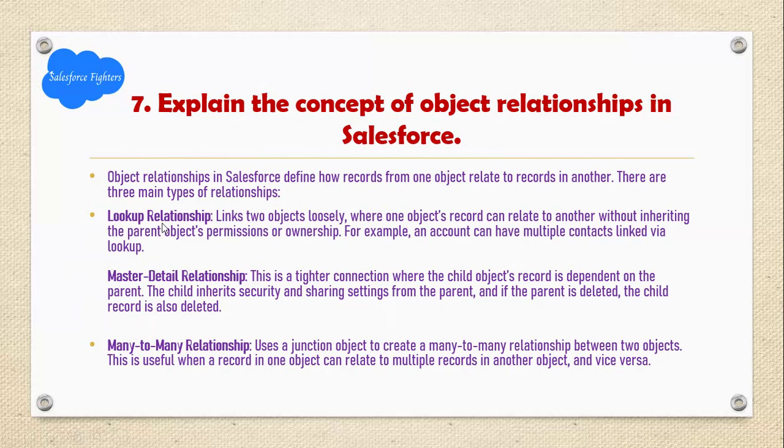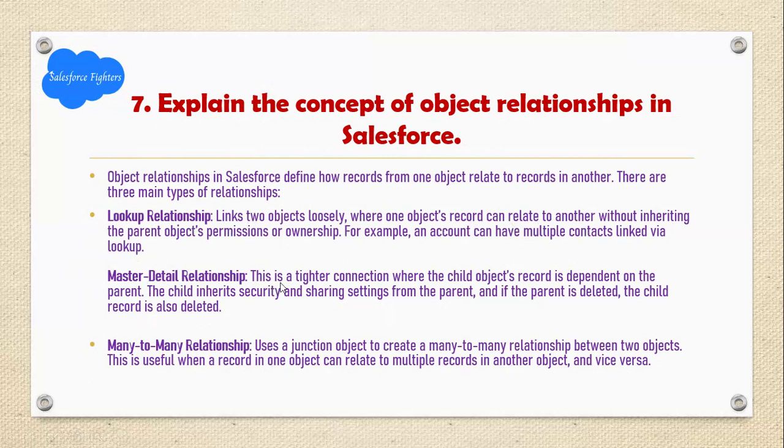First, lookup relationship means linking two objects loosely, where one object's records can relate to another without inheriting the parent object's permissions or ownership. For example, an account can have multiple contacts linked via lookups.